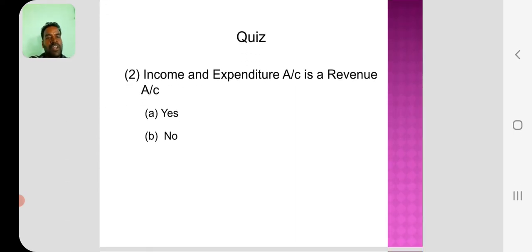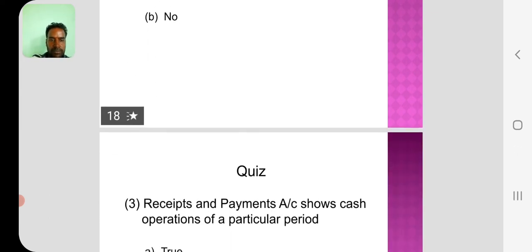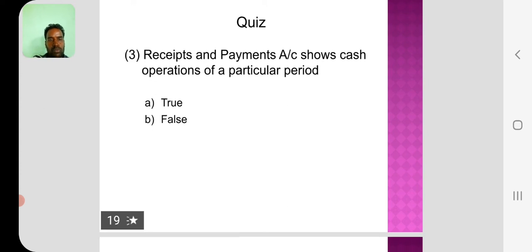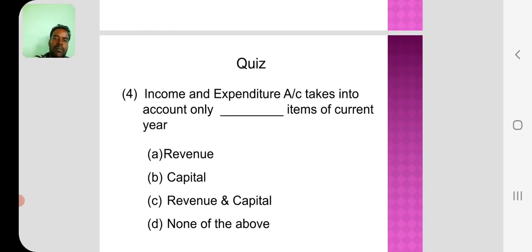Income and expenditure is a revenue account. Yes, it takes only revenue receipts and revenue expenditure. Receipts and payments account shows cash operations for a particular period. True. Income and expenditure account takes only revenue items of the current year. So A is the correct answer.